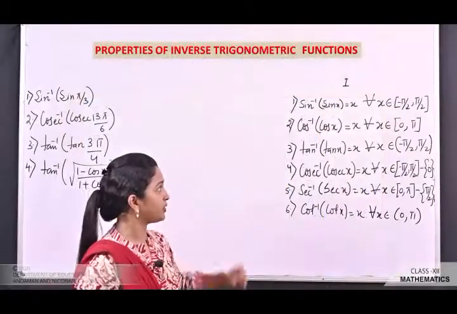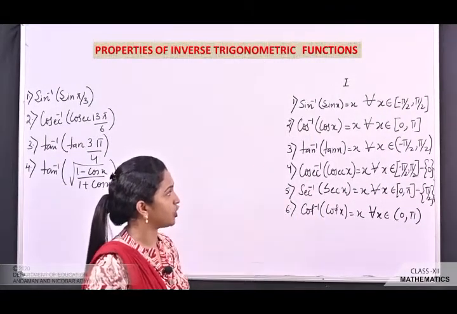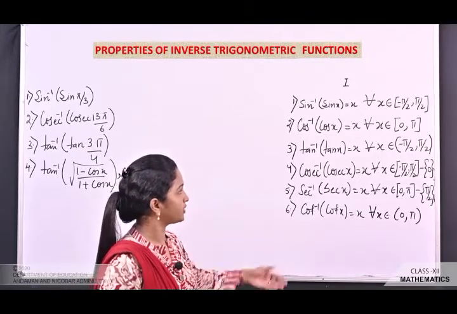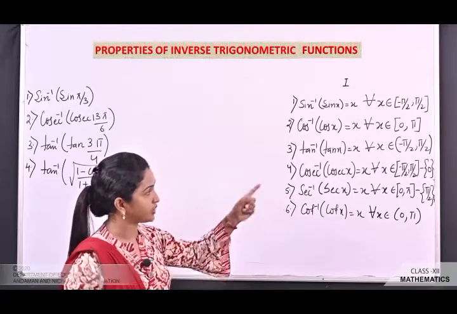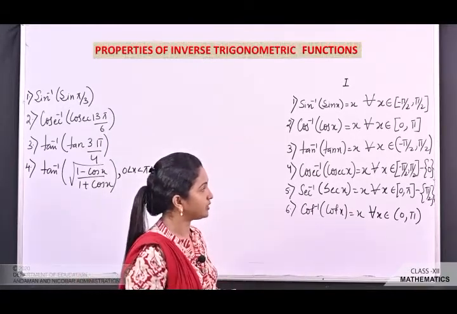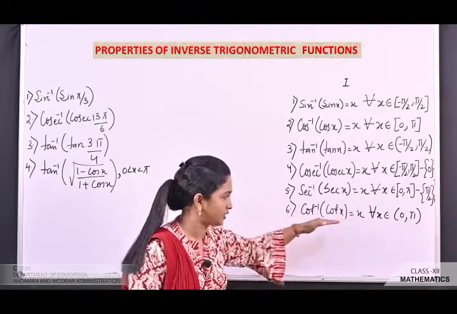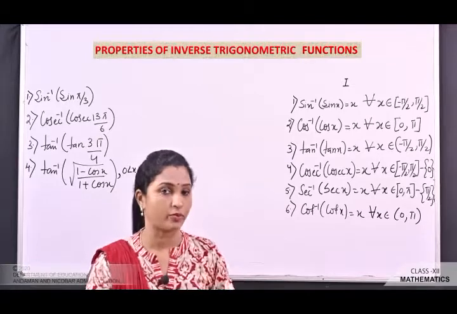Now you can see property number 1, sine inverse sin x is equal to x for all x belongs to minus pi by 2 to pi by 2, cos inverse cos x is equal to x for all x belongs to 0 to pi, tan inverse tan x is equal to x for x belongs to open interval minus pi by 2 and pi by 2, and so on, up to 6 you can see the inverse trigonometric properties. That is the first property.